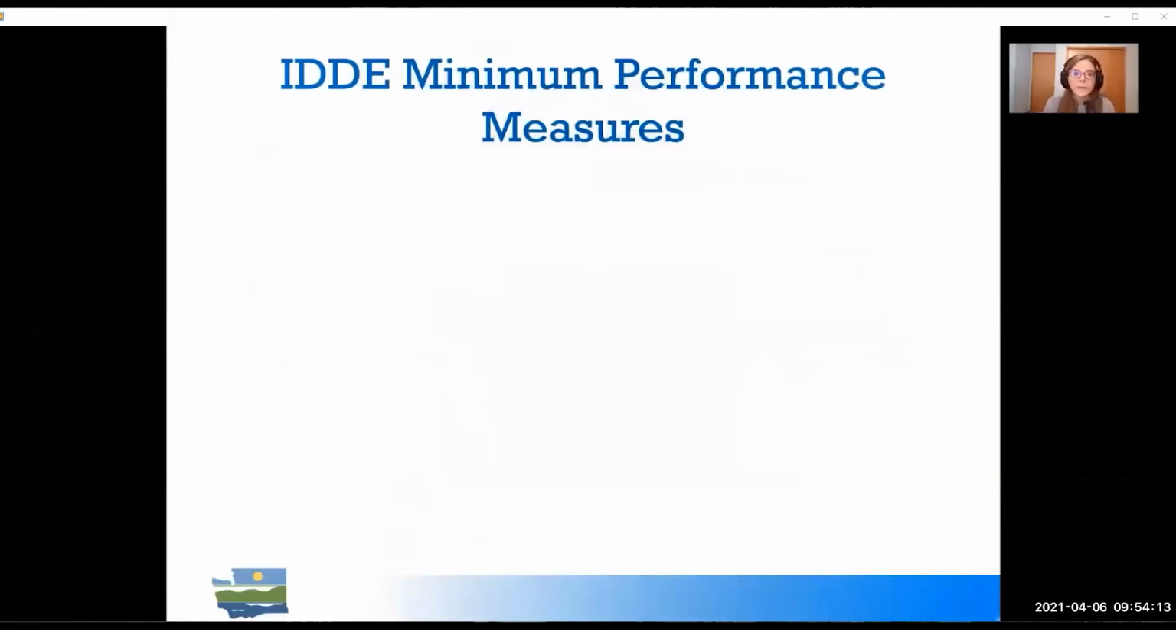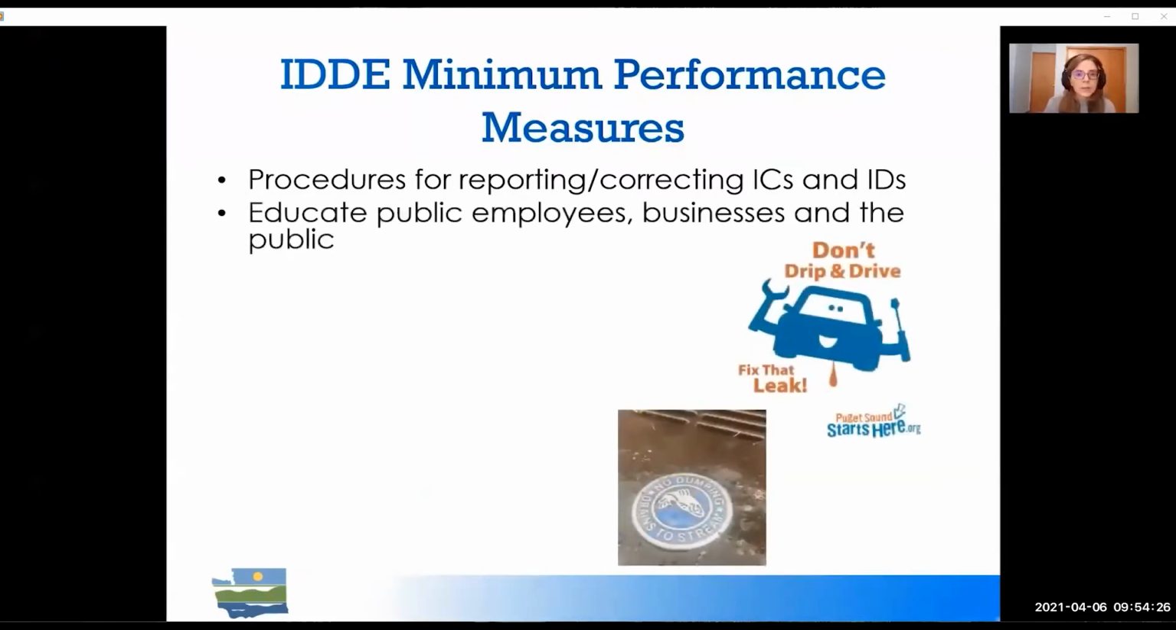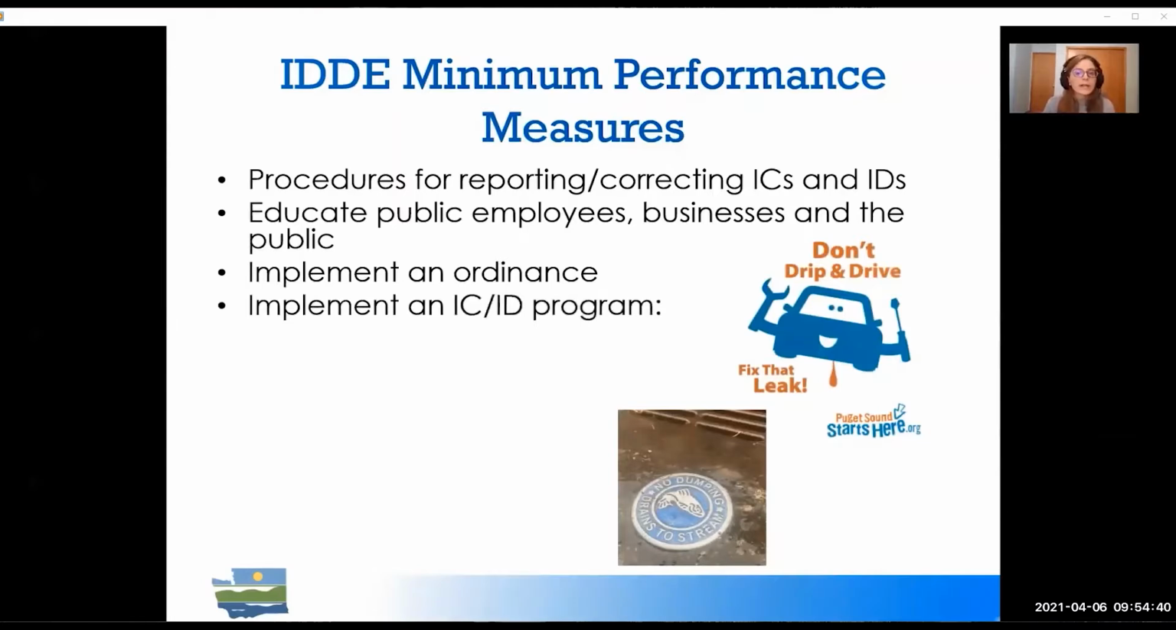The permit's IDDE minimum performance measures can be summarized as follows. A permittee must have procedures for reporting and correcting illicit connections and illicit discharges, including spills. They must educate public employees, businesses, and the public of hazards associated with illicit discharges. They must implement an illicit discharge ordinance with escalating enforcement procedures. Implementing an ICID program also means doing MS4 field screening, whether that's dry weather outfall screening, walking ditches, catch basin manhole inspections, or video inspections, for example.